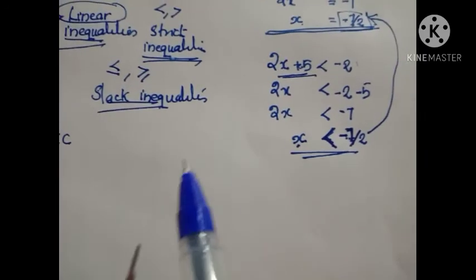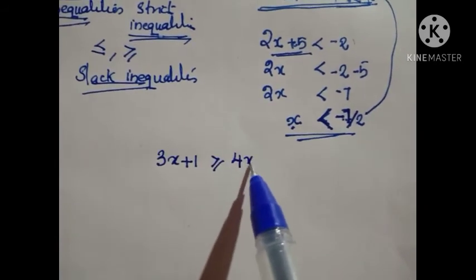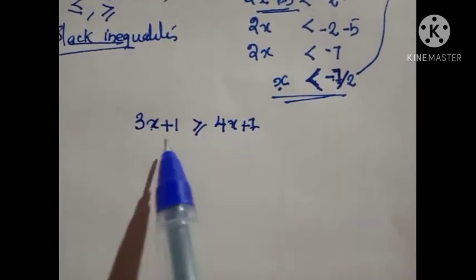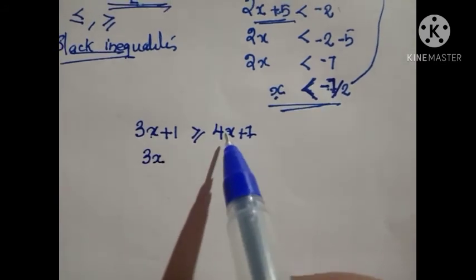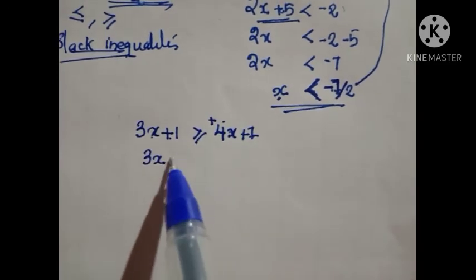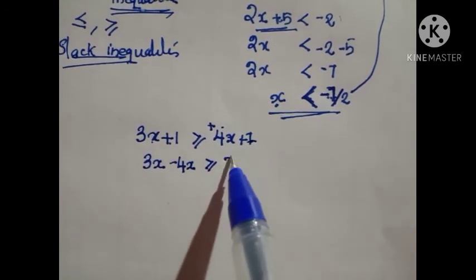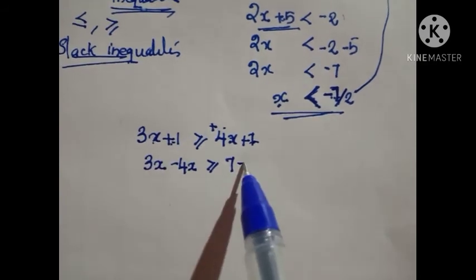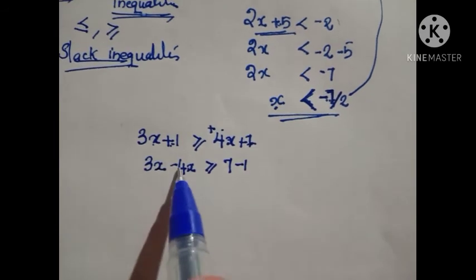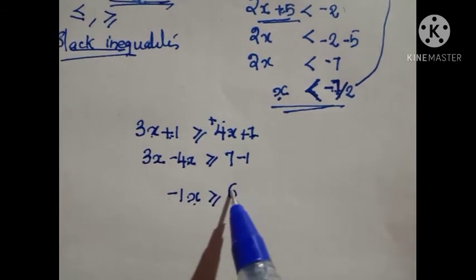Okay. Now see another question. 3x plus 1 is greater than or equal to 4x plus 7. So in this case, collect all x terms together. So 3x, and take this 4x to the left side. Already it has a positive sign, so this becomes minus. Is greater than or equal to 7. Then take this plus 1 to the other side, minus 1. Now 3x minus 4x, 3 minus 4, minus 1. So minus 1x is greater than or equal to 6.